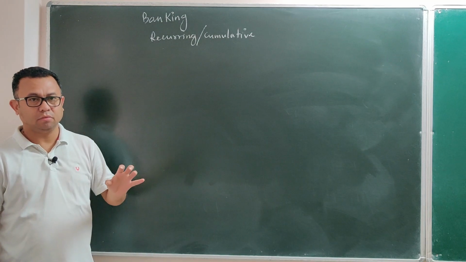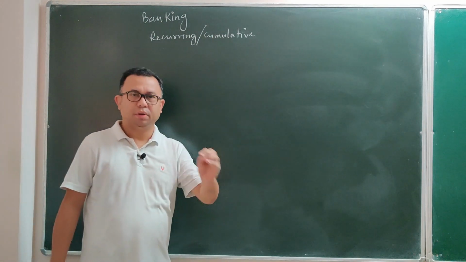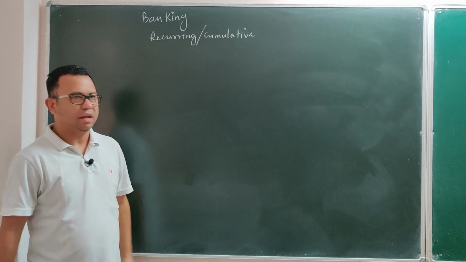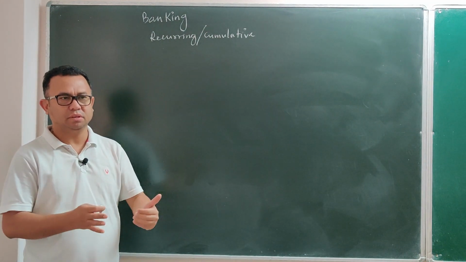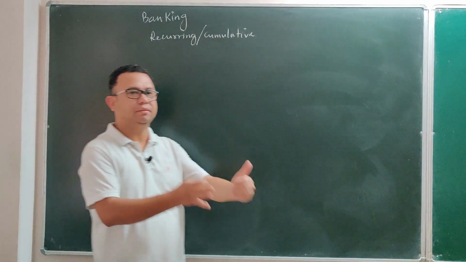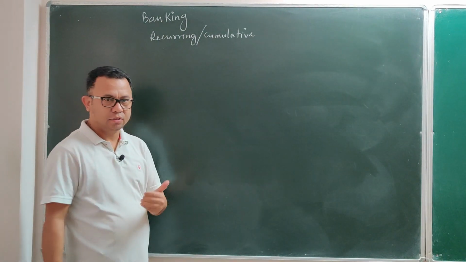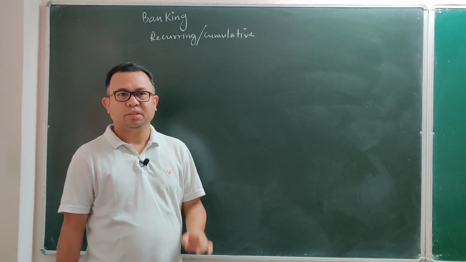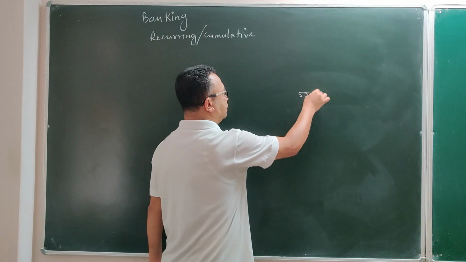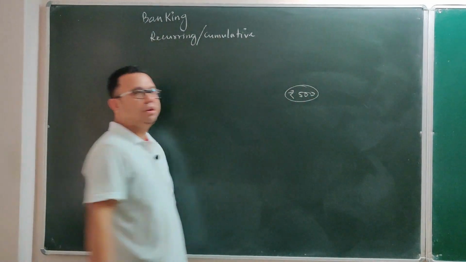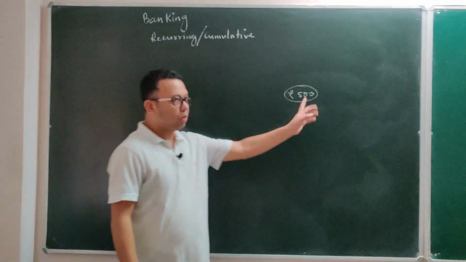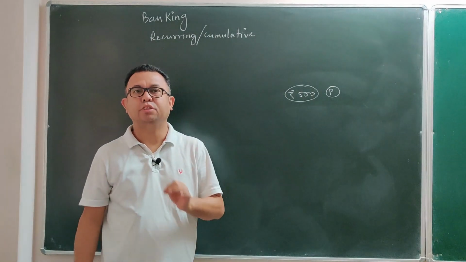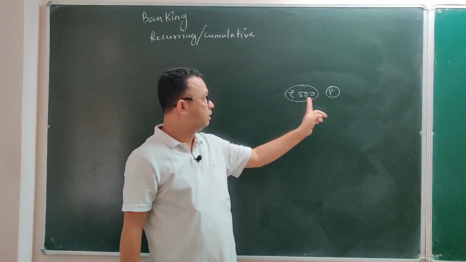In a recurring bank account, we put in money every month. For example, you have a certain income every month going as a waste, and you want to save that. So you go to the bank manager and say, I want to open a recurring bank account and deposit 500 rupees every month. You have decided this amount, 500 rupees. In my formula I'll call this P, and don't forget this P stands for monthly installment or monthly deposit, 500 rupees.